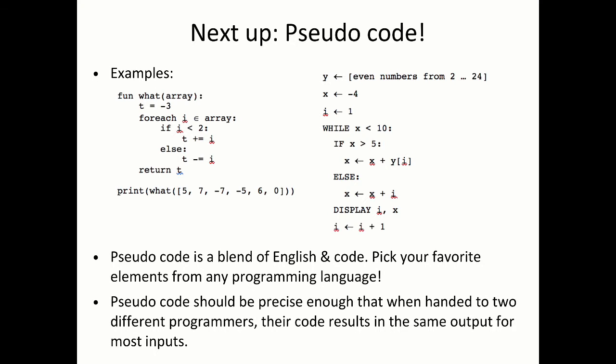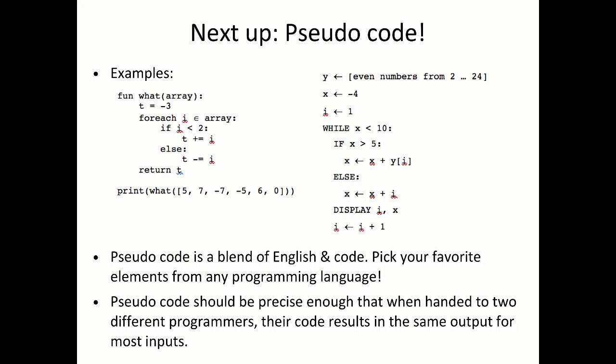And you get to pick your favorite elements from any programming language. This is my favorite part. I program in Perl, and Python, and Java, and Bash, C, C++, tons of different languages. And I get to pick my favorite components from all of them and throw them in here. And in fact, you'll see many of my favorite components showing up in the pseudocode.